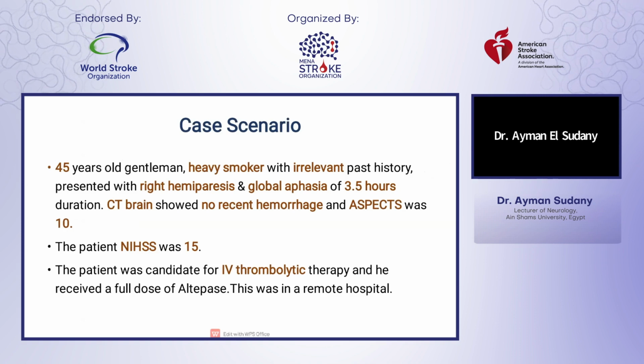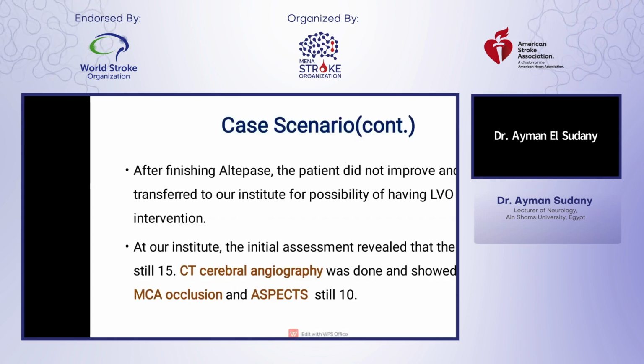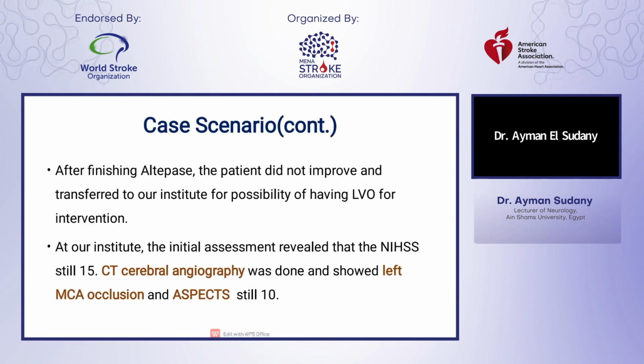CT brain showed no recent hemorrhage, and his ASPECTS was 10. The patient's NIHSS was 15. After revision of the inclusion and exclusion criteria for intravenous thrombolytic therapy, the patient was a candidate, and he received a full dose of Alteplase. This was in a remote hospital. After finishing Alteplase, the patient didn't improve and was transferred to our institute for the possibility of having a large vessel occlusion, for further intervention.